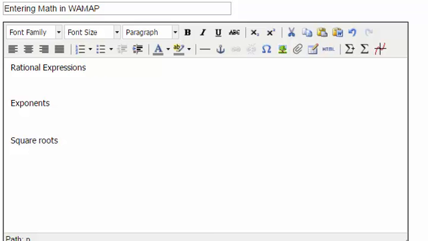One of the things I really like about WAMAP is how easy it is to make mathematical text appear. In this class, we're going to be looking at rational expressions and exponents and square roots. And so let's look at how to make all of those in WAMAP's forums and messages and things.